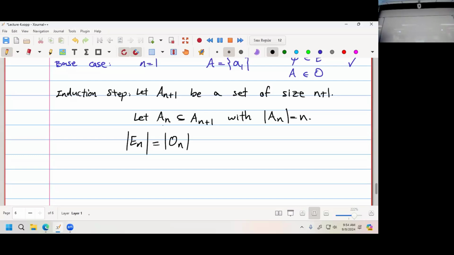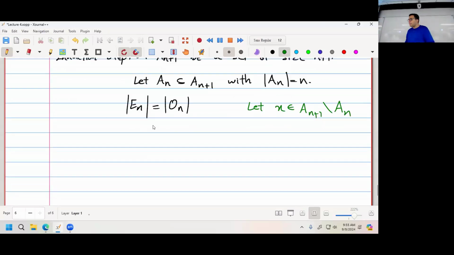Now I want to look at this new set A_{n+1}. Again, I look at the last element, the element that is in A_{n+1} but was not in A_n before. Let's give it a name. Let's call it X. This is the only element that is in A_{n+1} but was not in A_n. Now I'm going to look at all the subsets of A_{n+1}, and I'm going to ask, do they include X or not?